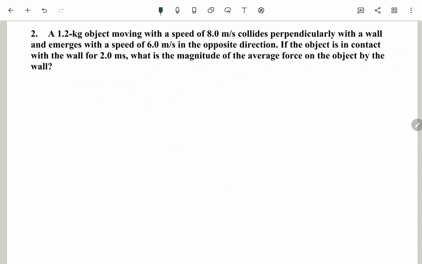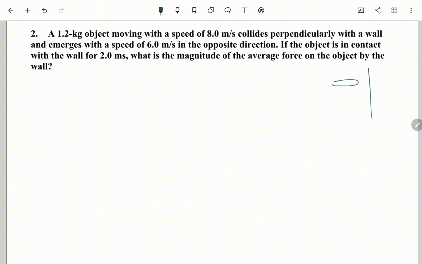A 1.2 kilogram object moving with a speed of 8 meters per second collides perpendicularly with a wall and emerges with a speed of 6 meters per second in the opposite direction. If the object is in contact with the wall for 2 milliseconds, what is the magnitude of the average force on the object by the wall?